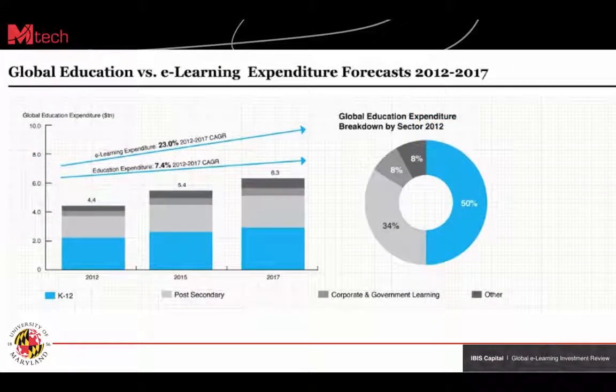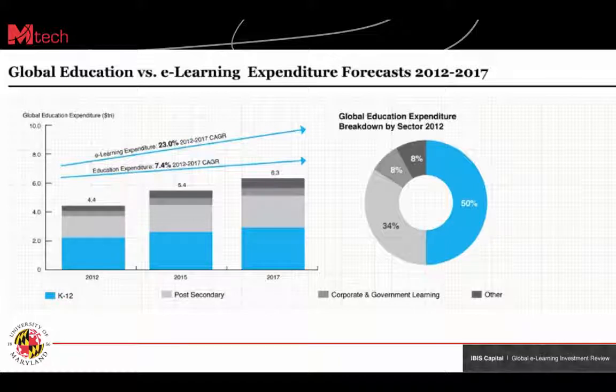When I look at expenses, this is an important element to consider as well. I want to recognize what the expenses are that are incurred on education, and I see here it's over $6 billion a year in the coming years. And I see that e-learning is growing at an even faster rate. That's the 23% that we referenced.